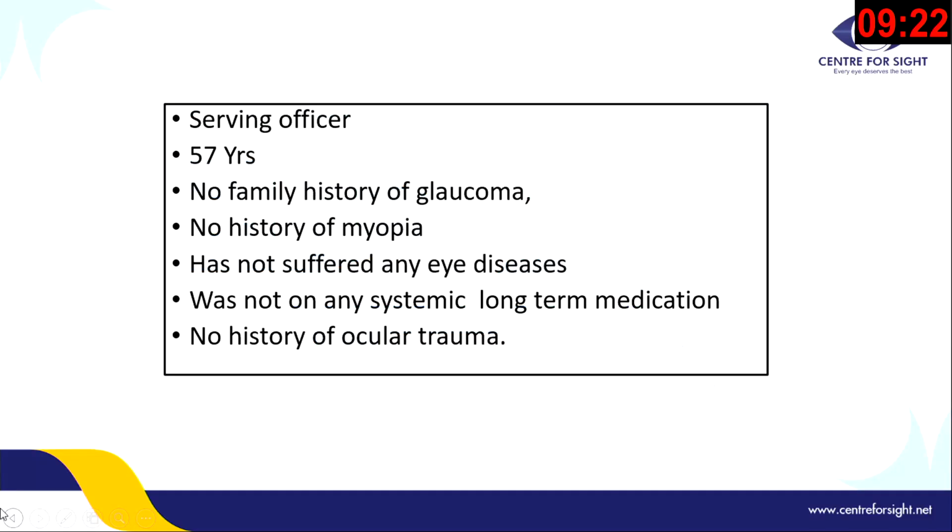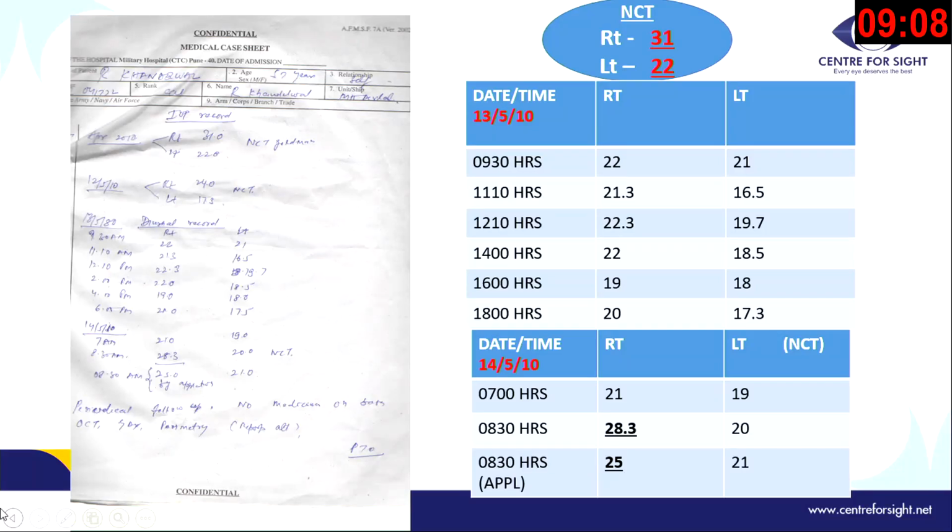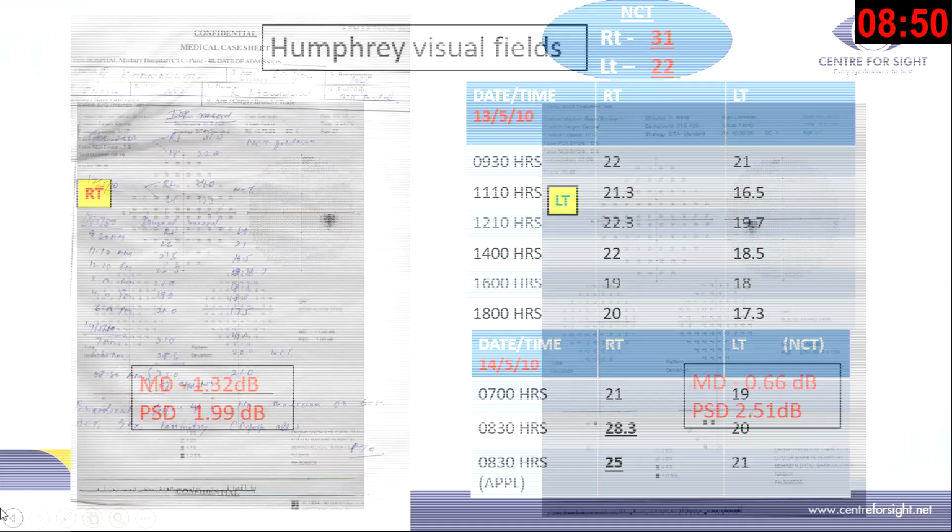So I'm going to talk about a serving soldier, a serving officer, who was 57 years of age. He had no family history of glaucoma, no history of myopia, did not suffer from any eye diseases, was not on any systemic long-term medication, and had no history of trauma. But when an NCT was done for him, it was found that his right eye pressure was 31 and left eye was 22. This was again repeated by applanation tonometry, where we found that at 8:30 in the morning, the right eye was high at 28.3, and again repeated, it was 25. Left eye was just about marginally okay.